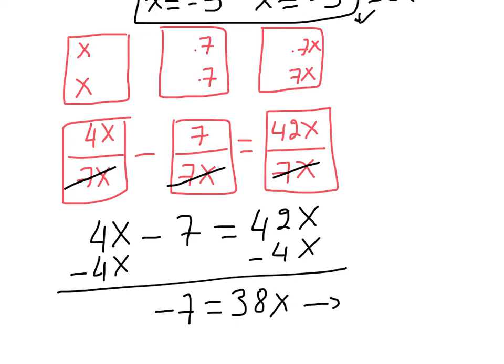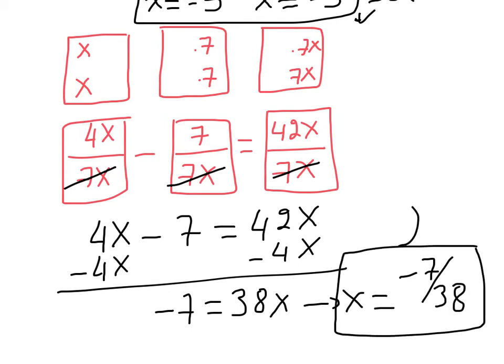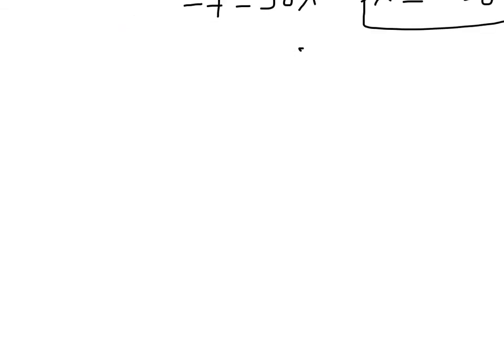And then x is equal to negative 7 over 38, and that's your solution as long as it is not one of the excluded values. In this case, this is your solution. Okay, continuing with number 6.